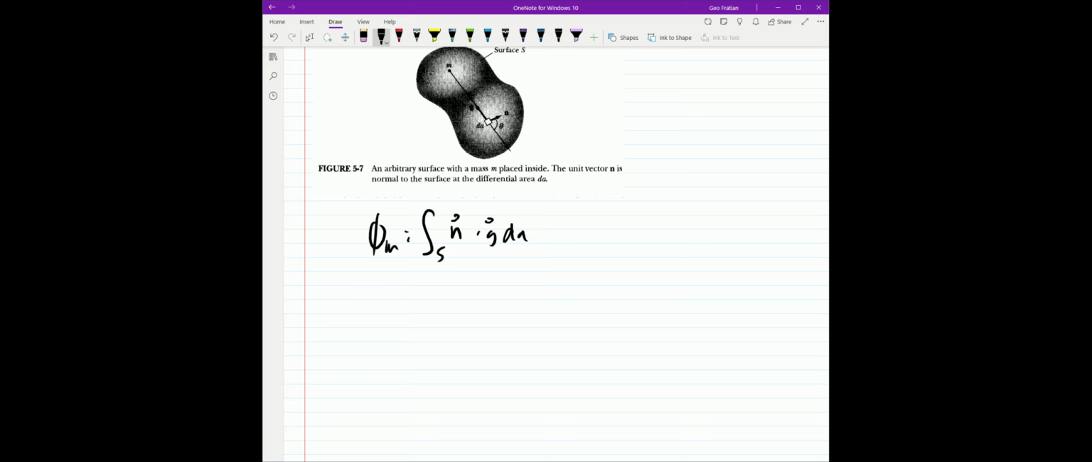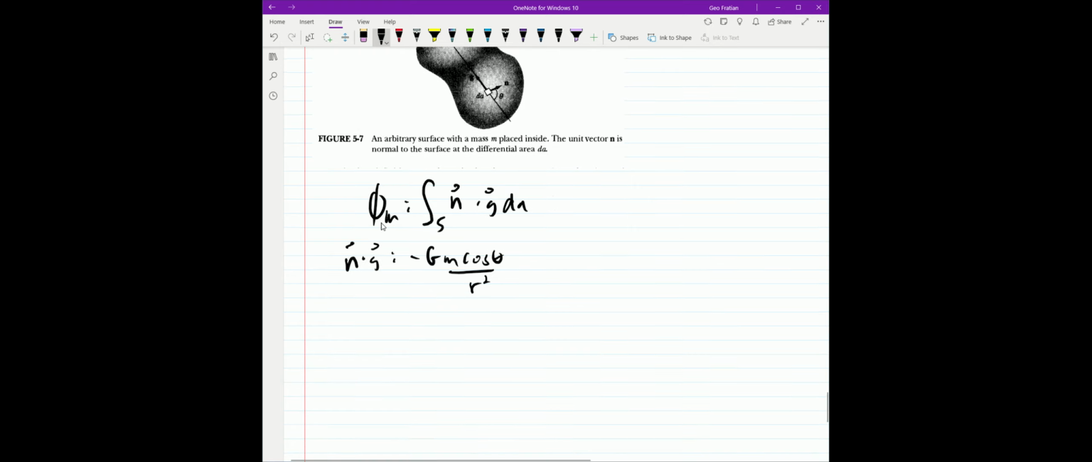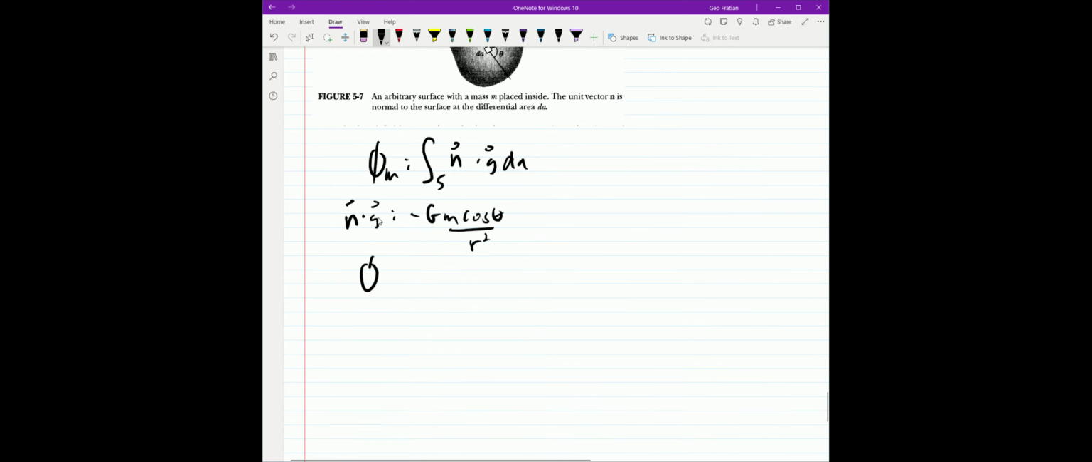So if we plug in, using the definition of the dot product, we know n dot g is equal to negative GM cosine theta over r squared. Notice I drop all the vector stuff because it's a scalar, and theta is just the angle between n and g. This is just normal calculus or vector knowledge. We just plug it into the integral, and we have cosine theta over r squared dA.